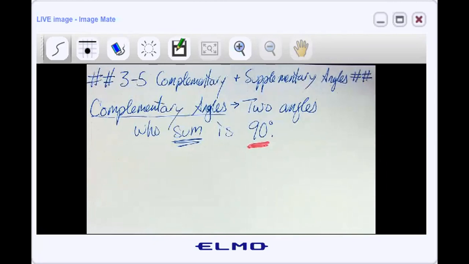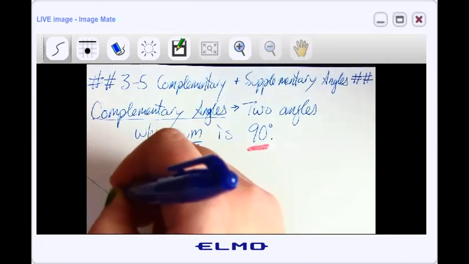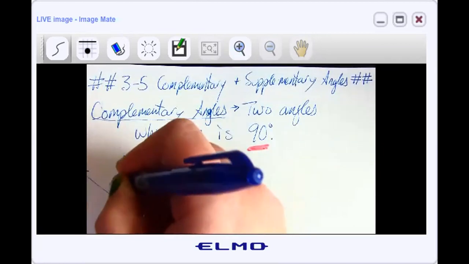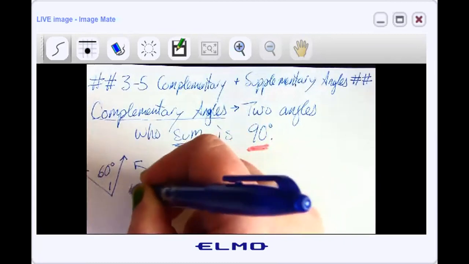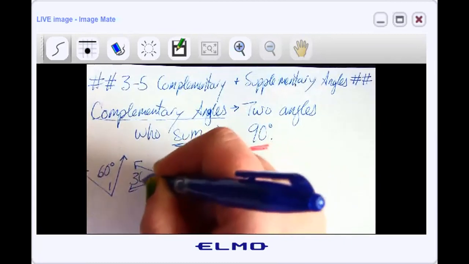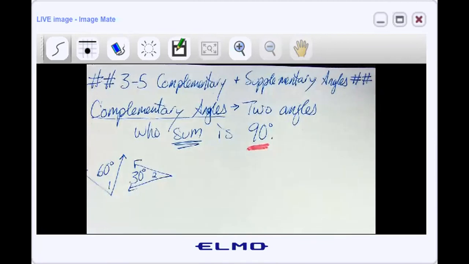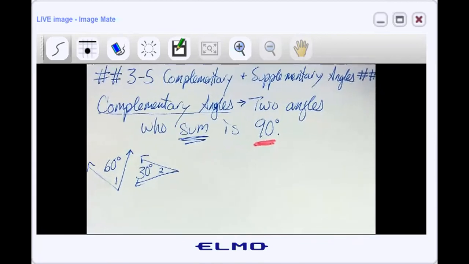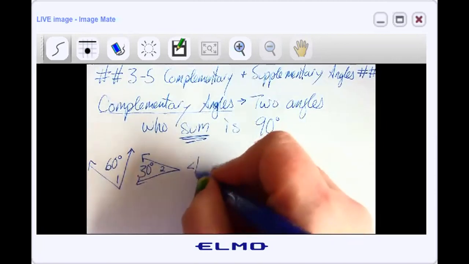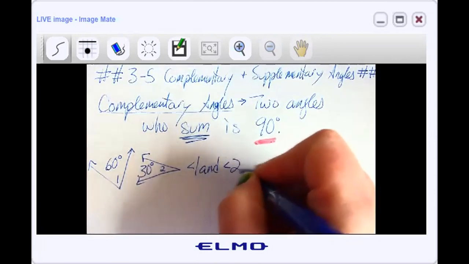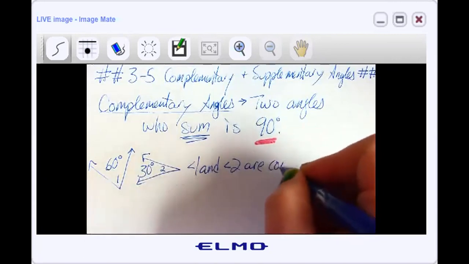So I'm going to show you a couple of different ways that they could look. You could have two angles that are very separate from each other. So here's angle 1, maybe it's 60 degrees, and then maybe over here you have angle 2, which is 30 degrees. That's enough. 60 plus 30 is 90, so I can now say that angles 1 and 2 are complementary. All right, as long as I can verify some way that they do in fact add to be 90, it counts. Angle 1 and angle 2 are complementary.